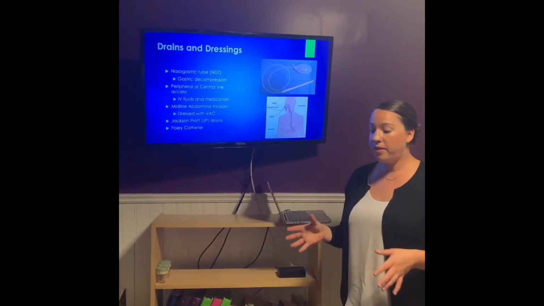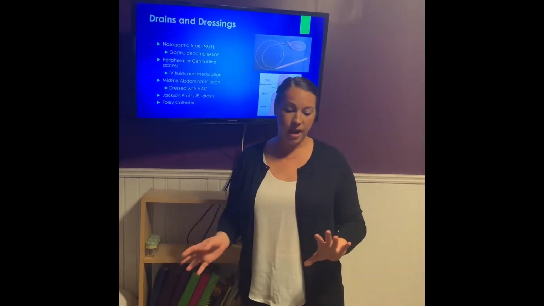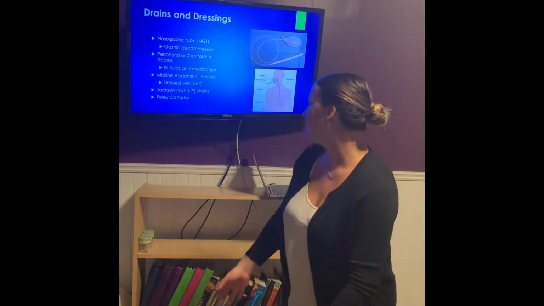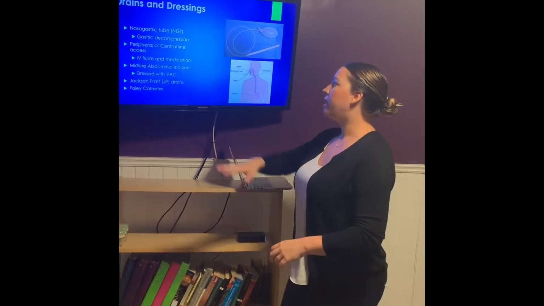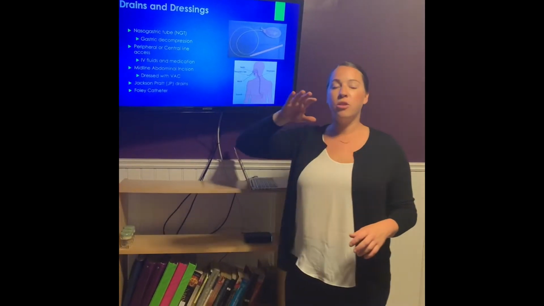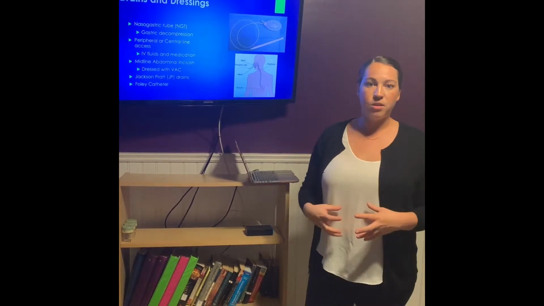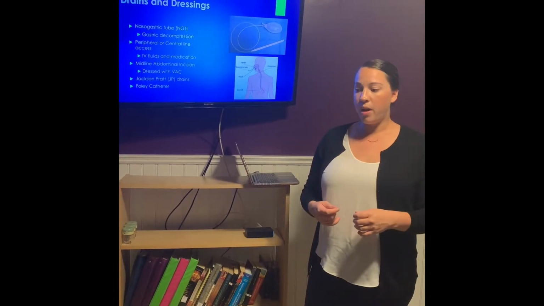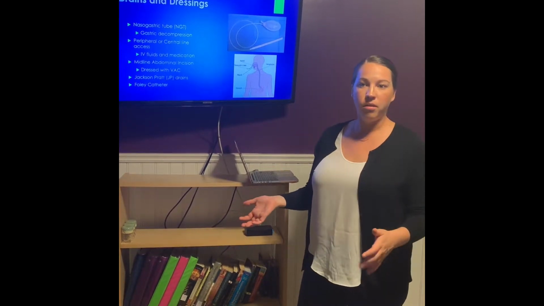All right, so I have here a box with the different kinds of drains and dressings that these patients might have. So I'll let you guys take a look at these. So every patient's going to come out of the operating room with a nasogastric tube. This nasogastric tube goes in through their nose and down into their stomach, and it decompresses their stomach so that you don't have anything running through the new anastomosis sites and give them time to heal.